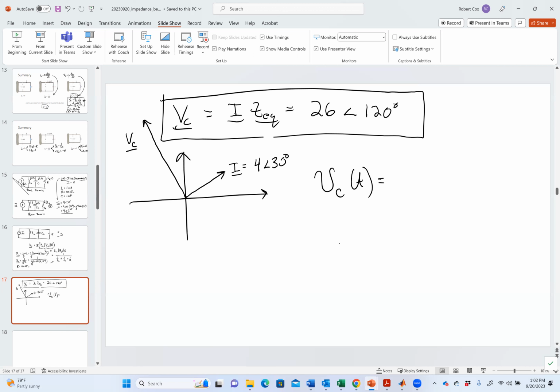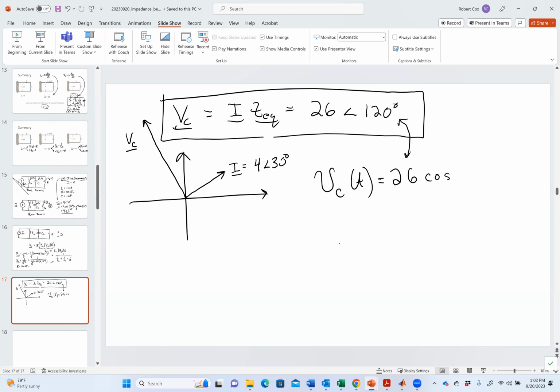How do I basically reverse convert this thing? So I have 26 angle 120. I want to convert that from the phasor domain back to the time domain. So what does that mean? That means I want to get a cosine function. So what's the amplitude of the cosine? 26.